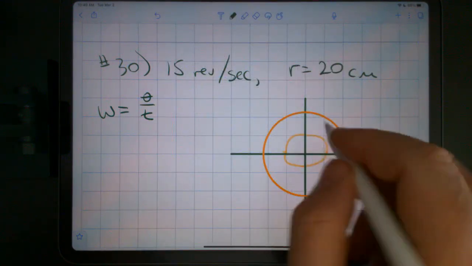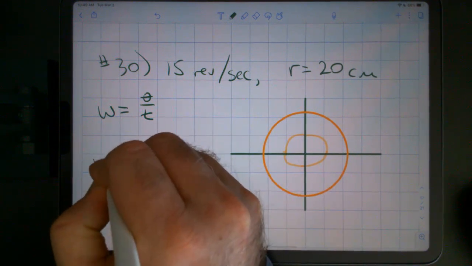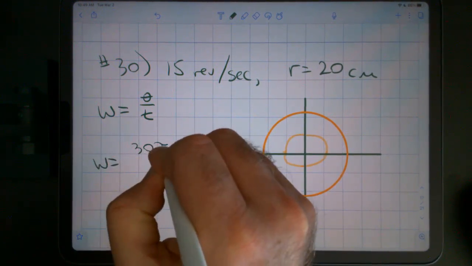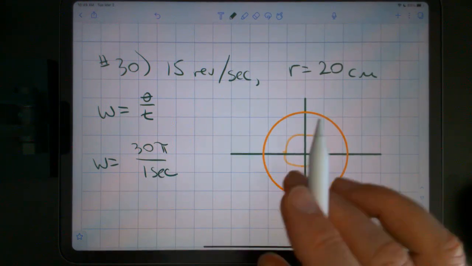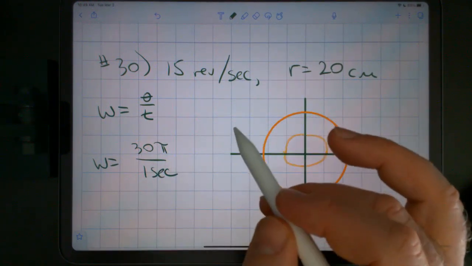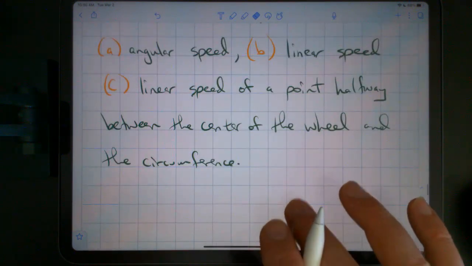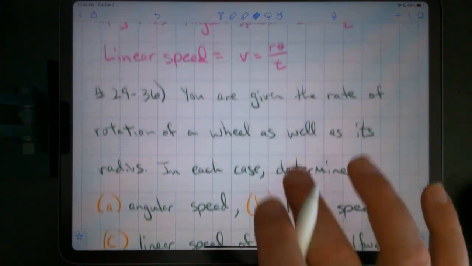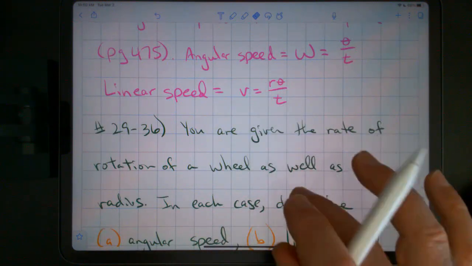Going 30 pi per second. This omega is going to be 30 pi per second, which is the angular speed. That's how fast it's going. Then for the linear speed, velocity equals r times theta divided by t.